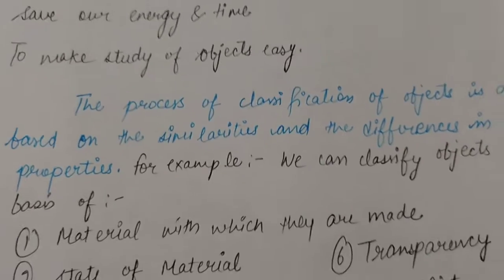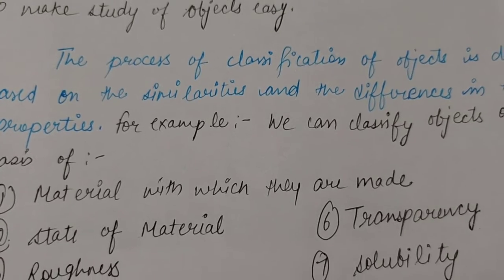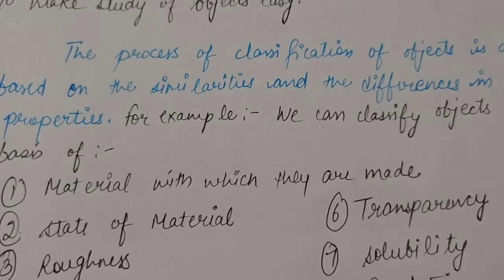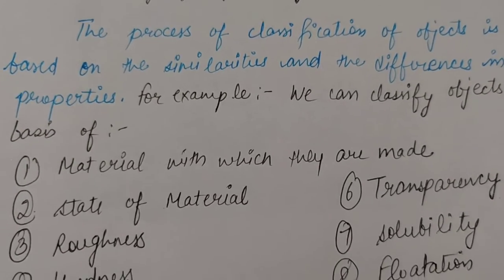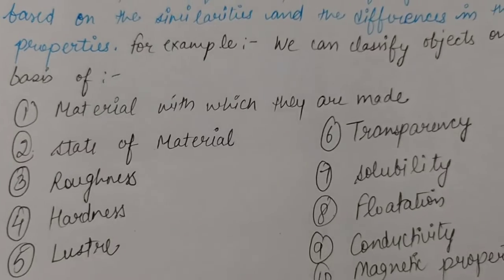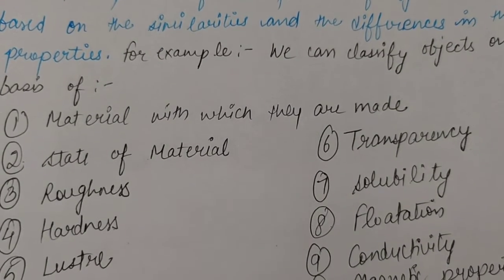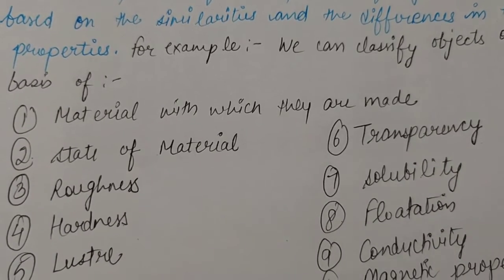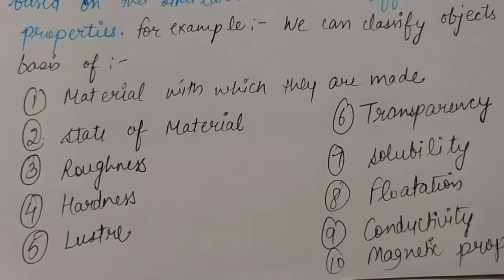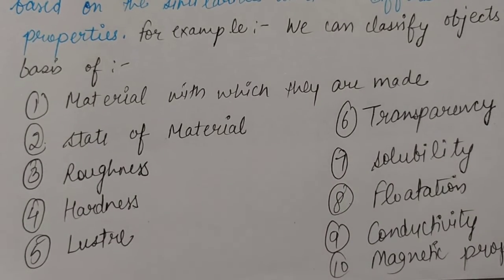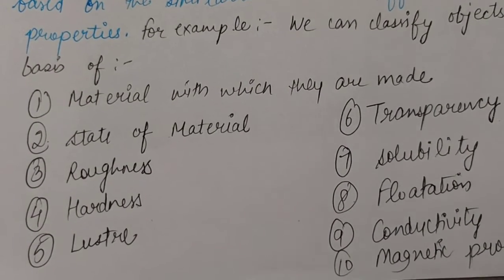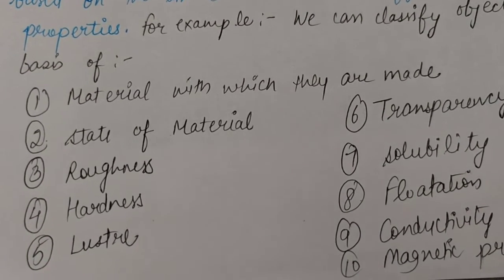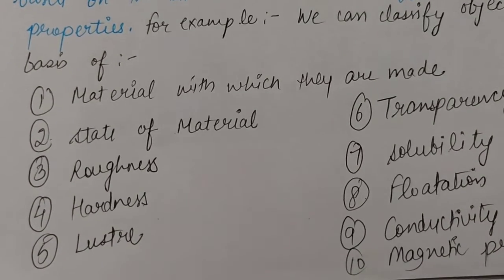Okay, now this process of classification is not confined to only one way. There are many ways in which you can classify the elements. Like you can classify the elements by the materials with which they are made, or you can classify them on the basis of state of the material, like ice is a solid but water is a liquid. So on the basis of state, we are differentiating between the two things.